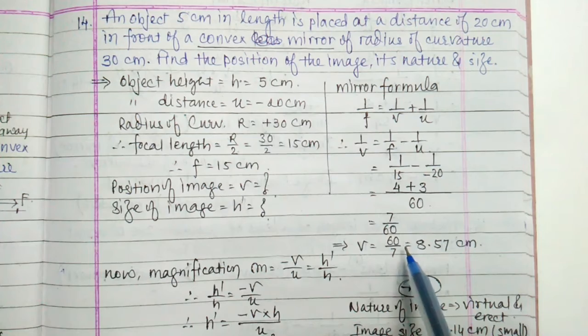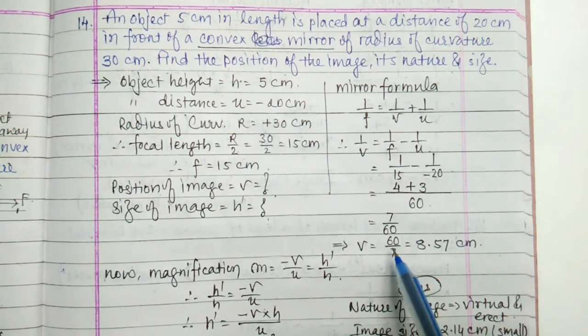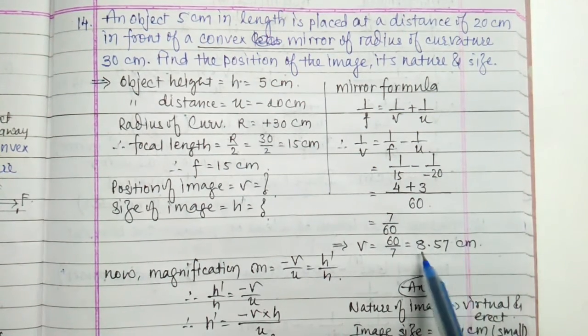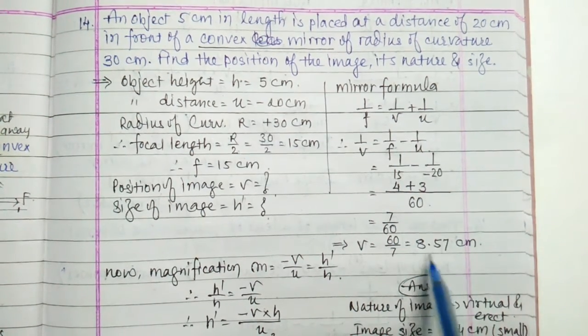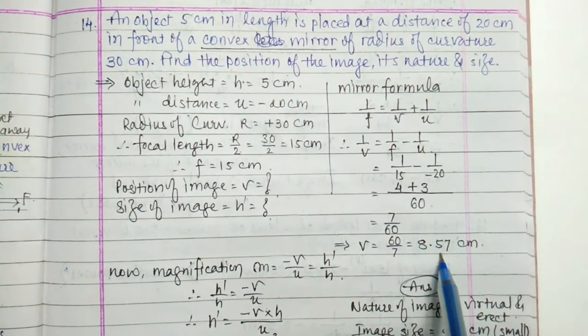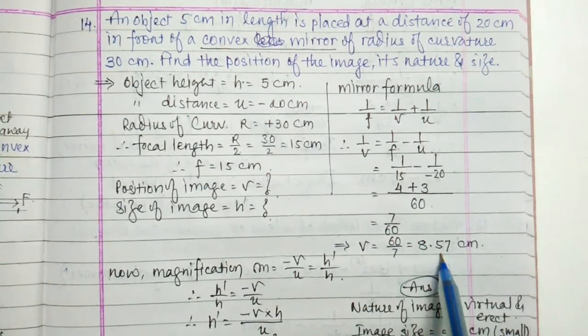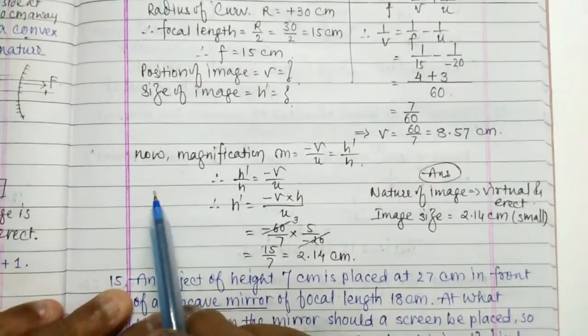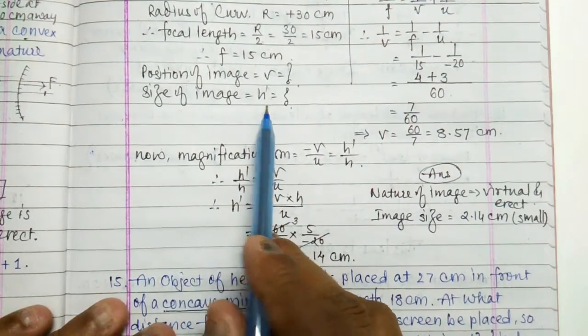7 eights are 56, 4 to 40, 7 fives are 35, 5 50, 7 sevens are 49. So we have 8.57 and so on, but approximately 8.57 centimeter. So 8.57 centimeter is the image distance. So it is positive. So the image is virtual and erect.